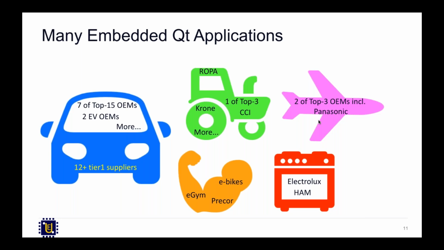There are 2 OEMs for electric vehicles: Tesla, I mentioned, and Rimac. They are both public, so they have no problems talking about that. And there are at least a dozen tier 1 suppliers who have Qt-based infotainment platforms. Among them, Harman and Panasonic, for example, Magneti Marelli. So that's quite a lot.